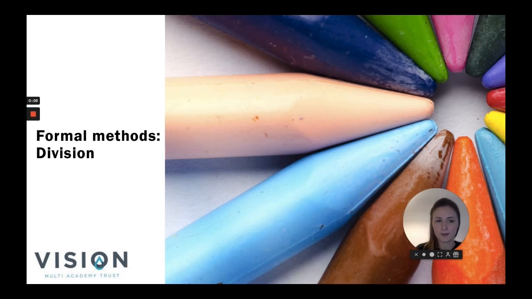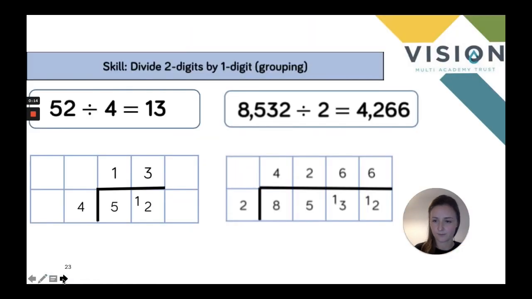Okay, so now to think about the formal methods for division. So here we can see some division examples, and they are using what we call the bus stop method. So we have got the bigger number inside the bus stop and the number that we are dividing by on the outside here.